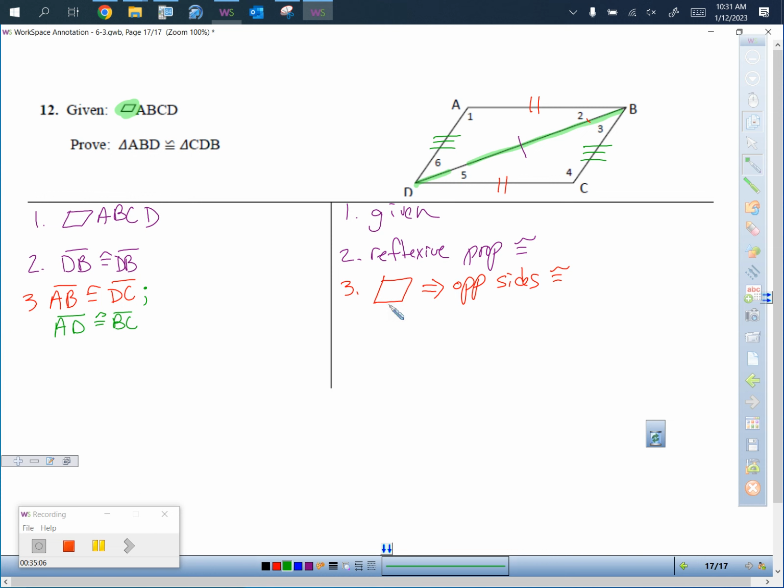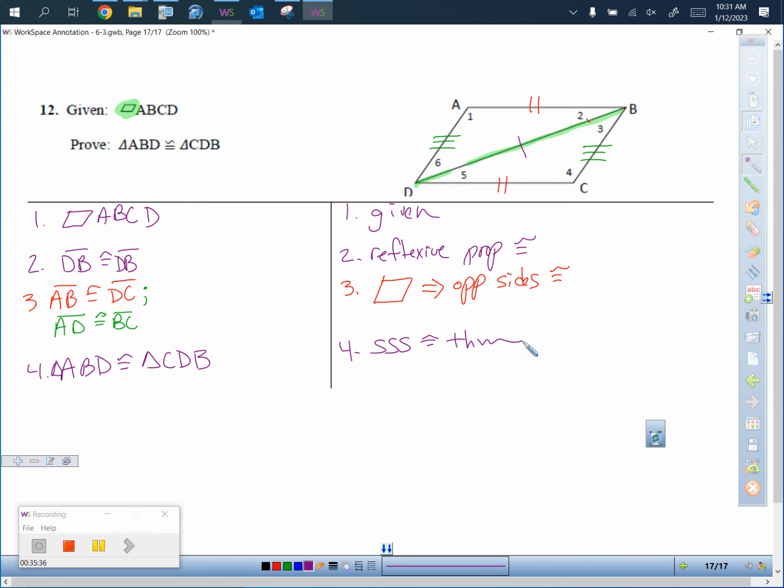Here's my question now. Do you have enough information to prove those two triangles congruent? Cool. Which way? Side, side, side works. So triangle ABD is congruent to triangle CDB by side, side, side congruence theorem. In my opinion, I think that was the easiest way to do it.